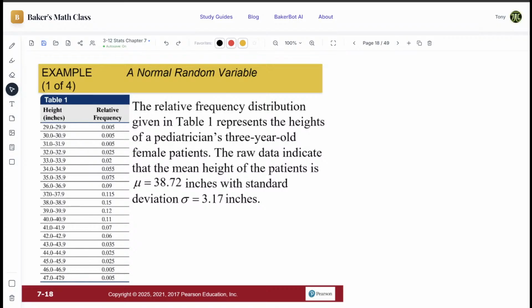All right. Here's a relative frequency distribution. So here's all our data. And it kind of looks symmetric, right? It's not perfect, but it's close. They're telling me that the mean is 38.72 with a standard deviation of 3.17. When we get enough data, like in this situation, you're pretty much going to assume that it's going to be a normal curve.